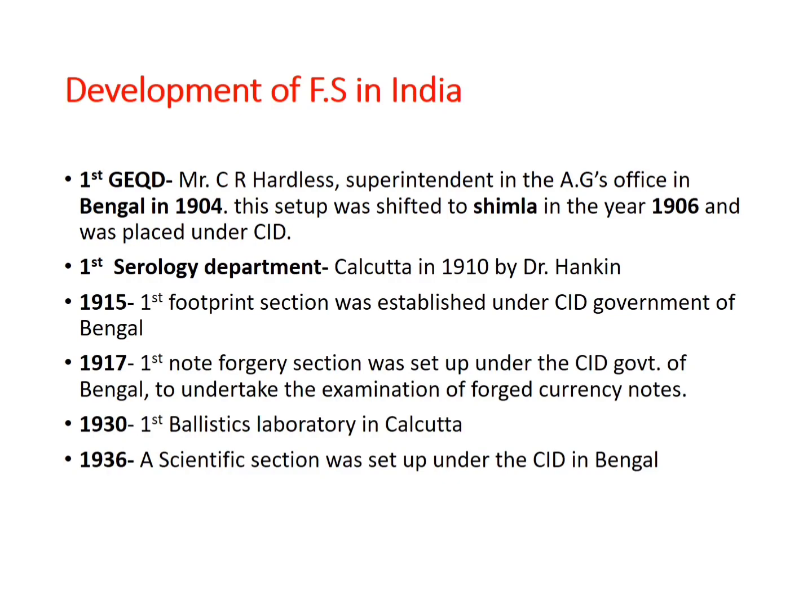And then in the year 1930, an arms expert was appointed and a small ballistic laboratory was set up under the control of Calcutta police to deal with the examination of firearms. And now, during 1936, a scientific section was set up under the CID in Bengal, and the facilities were created for examination of bullets, cartridge cases, and firearms, as used in committing crime. So, this was another remarkable development in the field of forensic science in India.